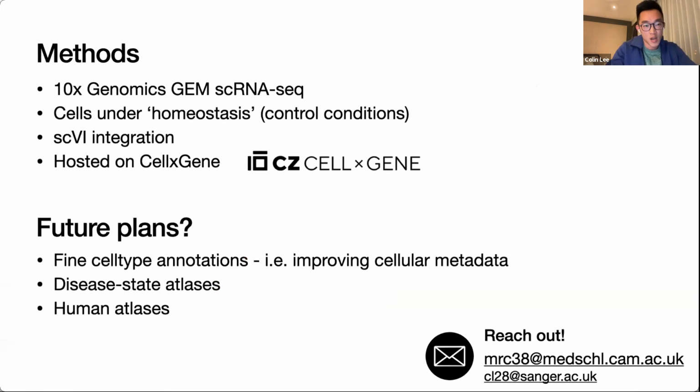In the interest of time, I'm not going to go through the methods today, but in terms of future plans, we really hope to improve the cell type annotations, because currently they're quite broad, start building on disease state atlases, because it's quite interesting to think about how these compartments are perturbed in disease versus control, and also start building some human atlases of human meninges.